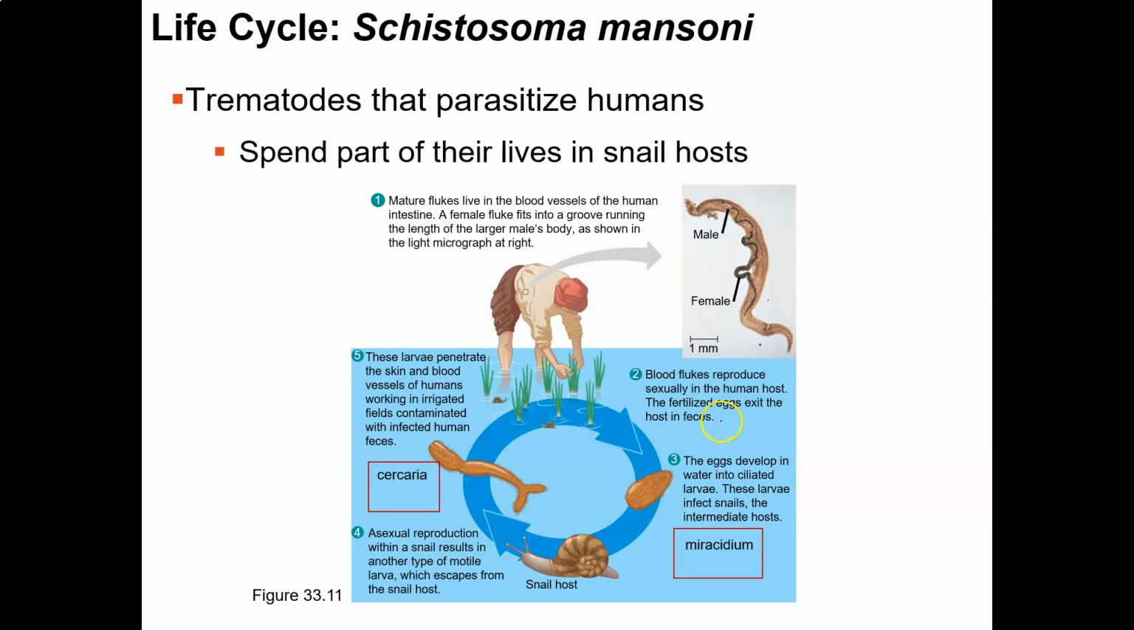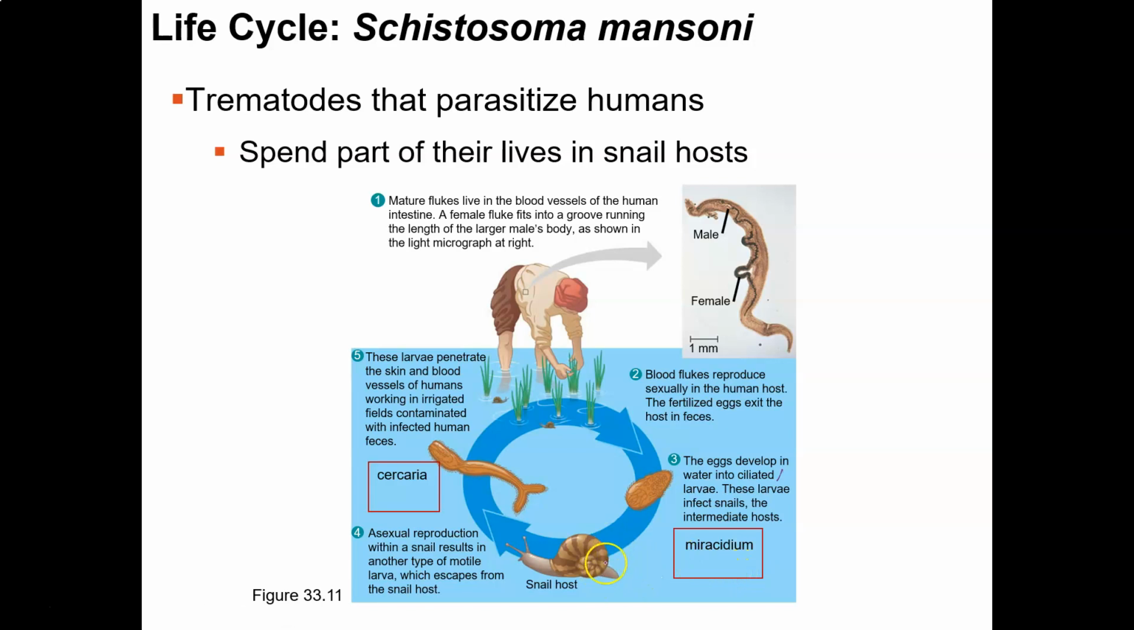Well, the human host in these situations often excretes their waste out in the field. They don't use latrines or toilets, and they'll often use the human waste as a fertilizer. So the waste gets into the water. The eggs will develop into ciliated larvae. In this case, we call that a miracidium.